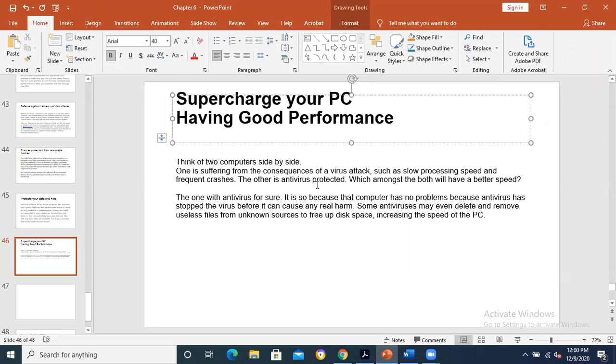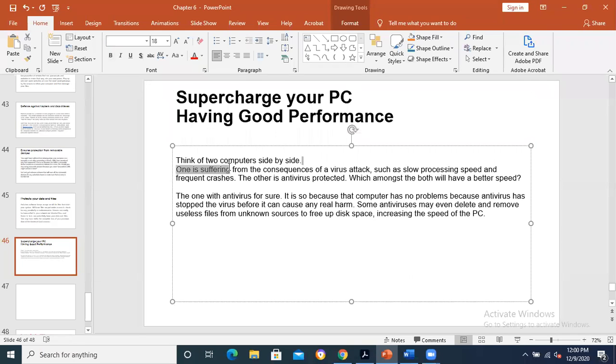Your personal computer, your PC, will have a good performance. When you were suffering from the consequences of the virus, your computer was getting slow day by day. But when you installed a good antivirus and it is protected by the antivirus, you can see that your performance is better now, and you can observe this.